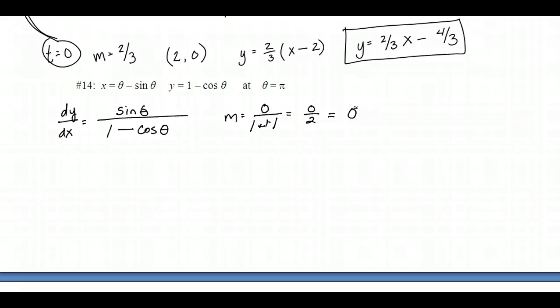If your slope is 0, what does that tell us? At this, when theta is equal to pi.